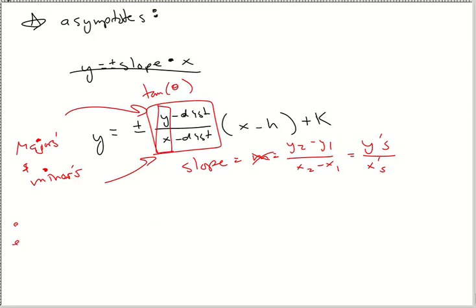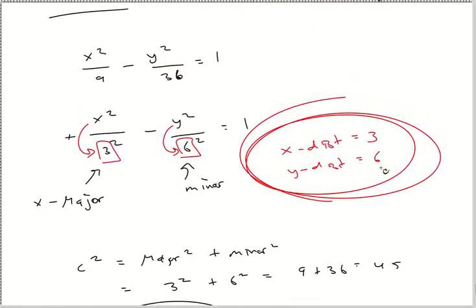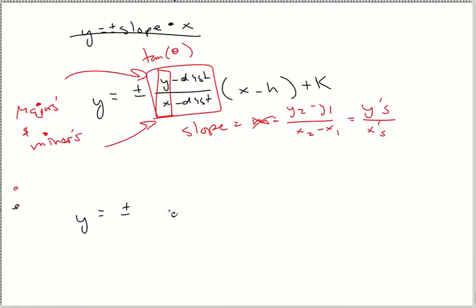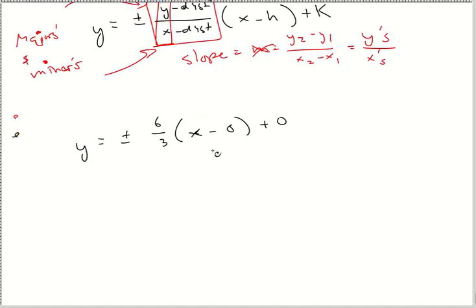And so for my answer here, I'm going to say plus or minus, and then go back and see what my y and x distances are. Y distance is a 6, x distance is a 3, so 6 over 3. That's my slope. And then x minus 0, or plus 0, technically. We don't really need the zeros in there. And this is just going to be a 2, so plus or minus 2x. This is my asymptotes.